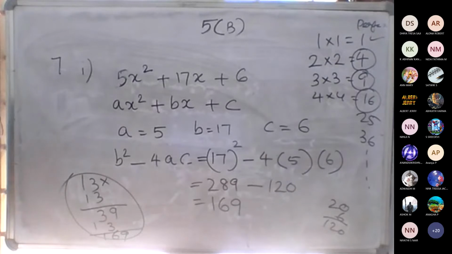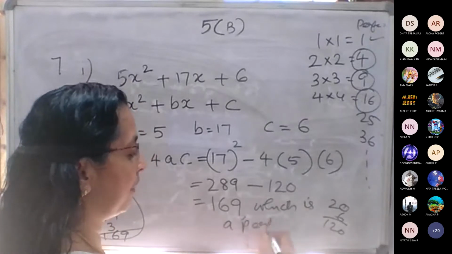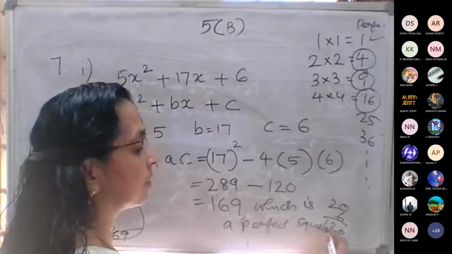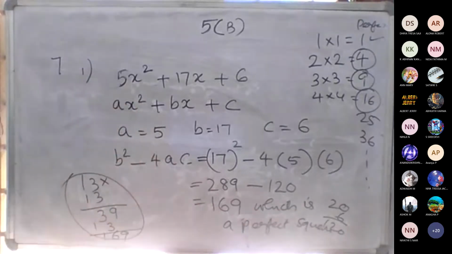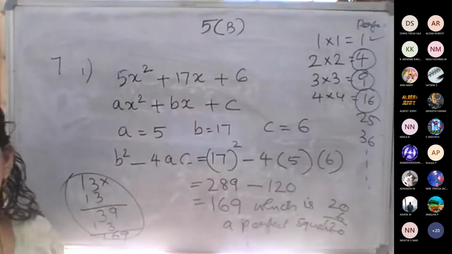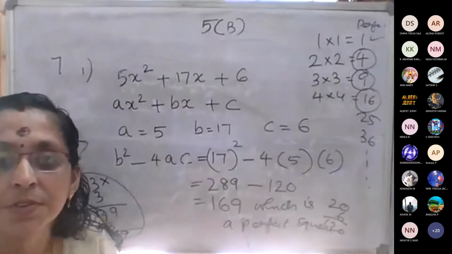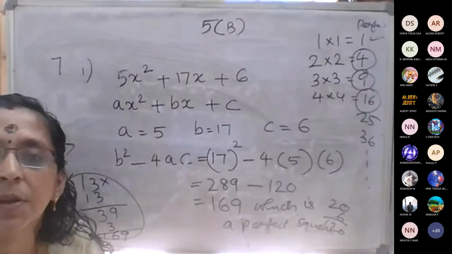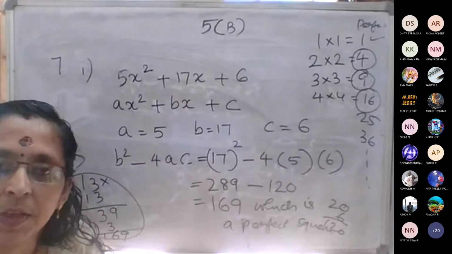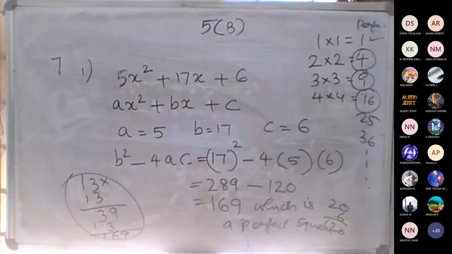It is a perfect square. So we can say that since it is a perfect square, 5x square plus 17x plus 6 is factorizable. Then we have to find the factors by splitting the middle term. First, we have to check whether it is factorizable or not. Then if it is factorizable, we can factorize. Okay, so that is the way we have to do question number 18.